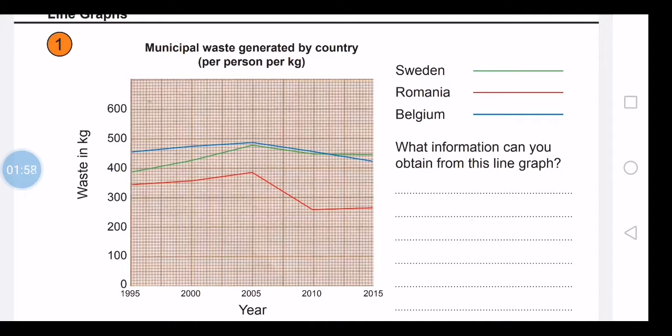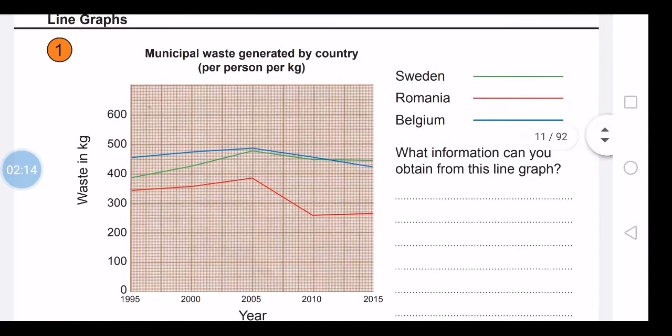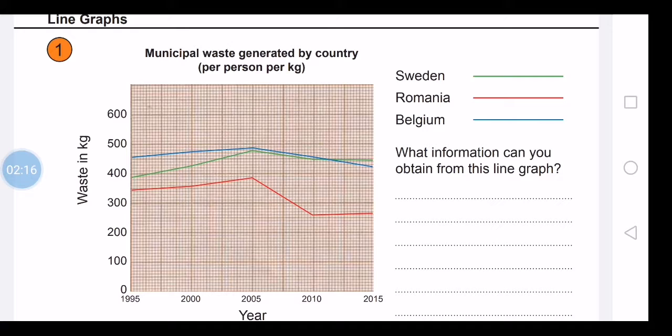So we cannot read the exact amount of waste that was generated by a country, for example, in 1997, because the only information points that were on the graph were 1995, 2000, 2005, 2010, 2015. But what we can see is that we can see very clearly whether the waste in Sweden was increasing or decreasing over that time. Sorry, the average waste per person in Sweden was increasing or decreasing. Okay?